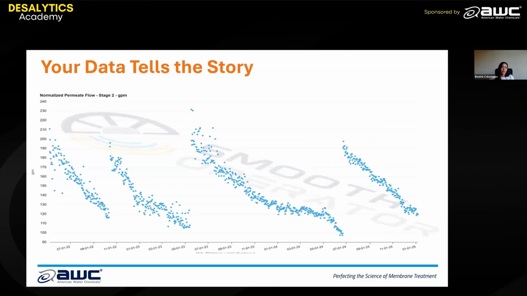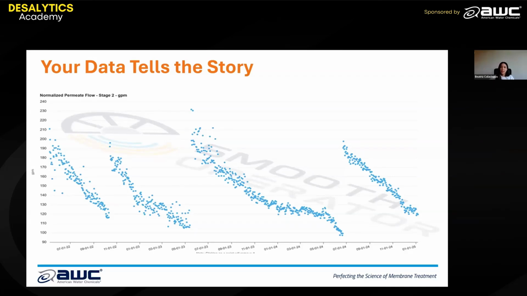I'm bringing back this example I showed in the beginning. This was a plant that was struggling with scale in the second stage, and they would clean. You see that the performance would restore. So the cleanings were actually working really well, but the performance would drop so fast. It didn't make sense for the kind of water they were treating. The system was really inefficient for a long time.